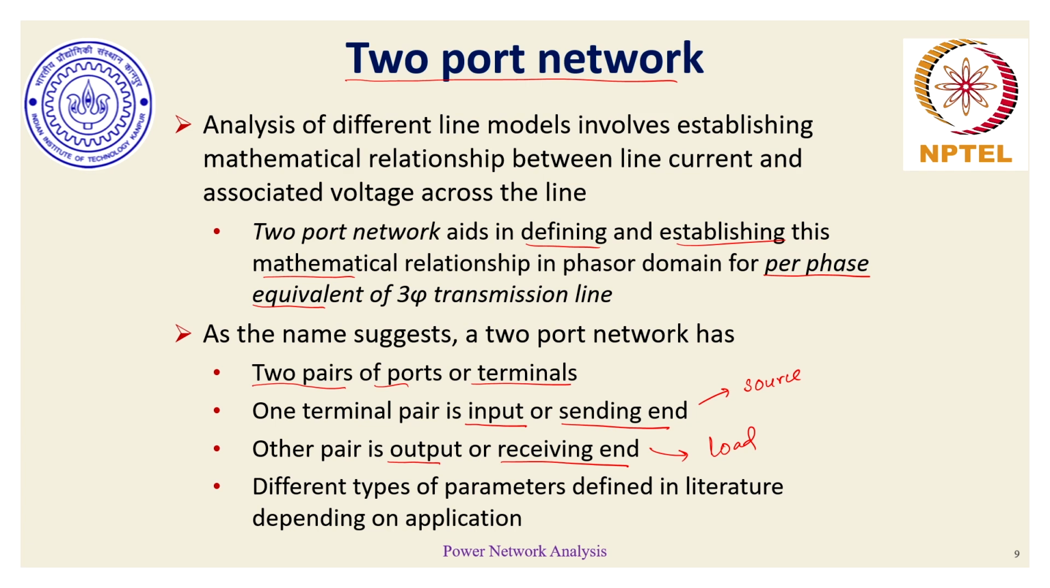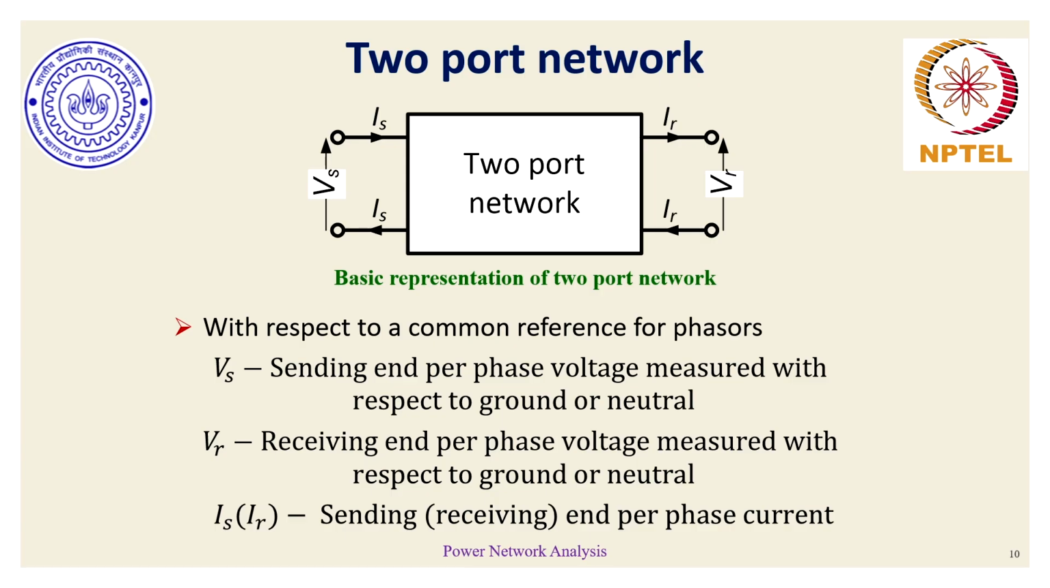Different types of parameters have been defined to represent these two-port networks. In our discussion, we will take up four typical such parameters useful for defining two-port networks. Before we go deep into what these parameters are, I want to make clear what type of two-port network I am talking about. So I have this transmission line with some sending end, again on a per phase basis, whose line length is of a few kilometers.